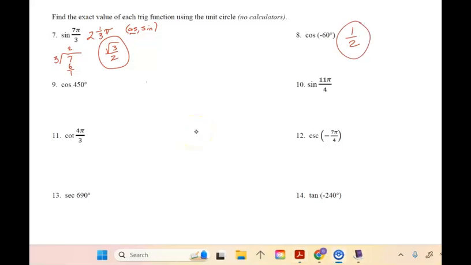Okay, so now we're going to go to cosine 450. So let's look at how 450 degrees would be drawn if we were doing this.